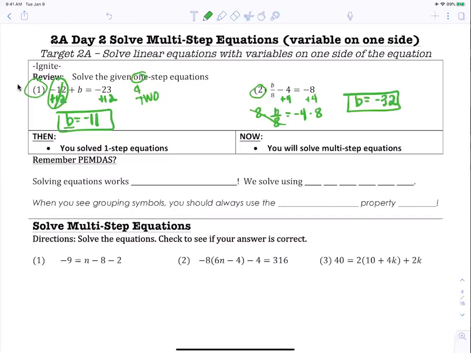Now remember, you can plug that back in and see if you're correct. If I take, and I'll use a different color, -12 plus -11, you actually do get -23, which means you are correct.